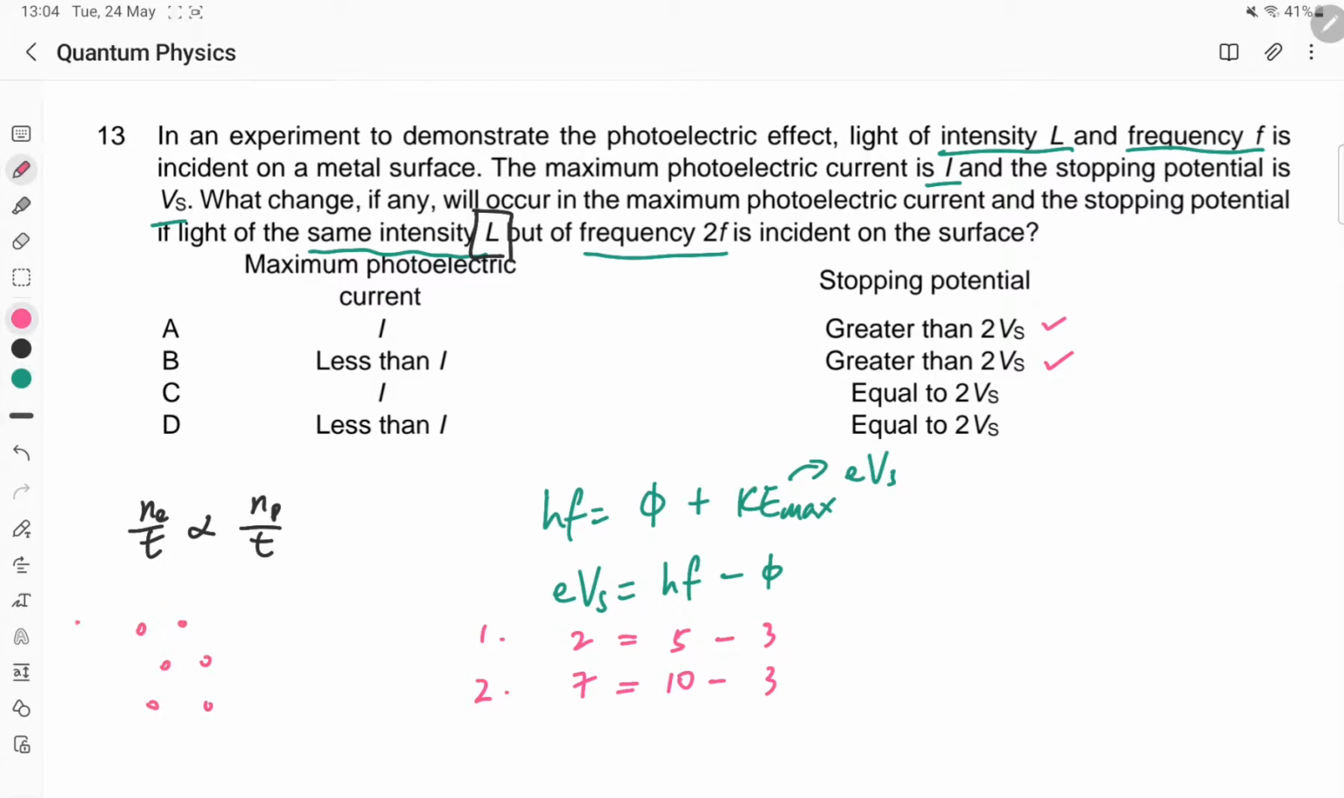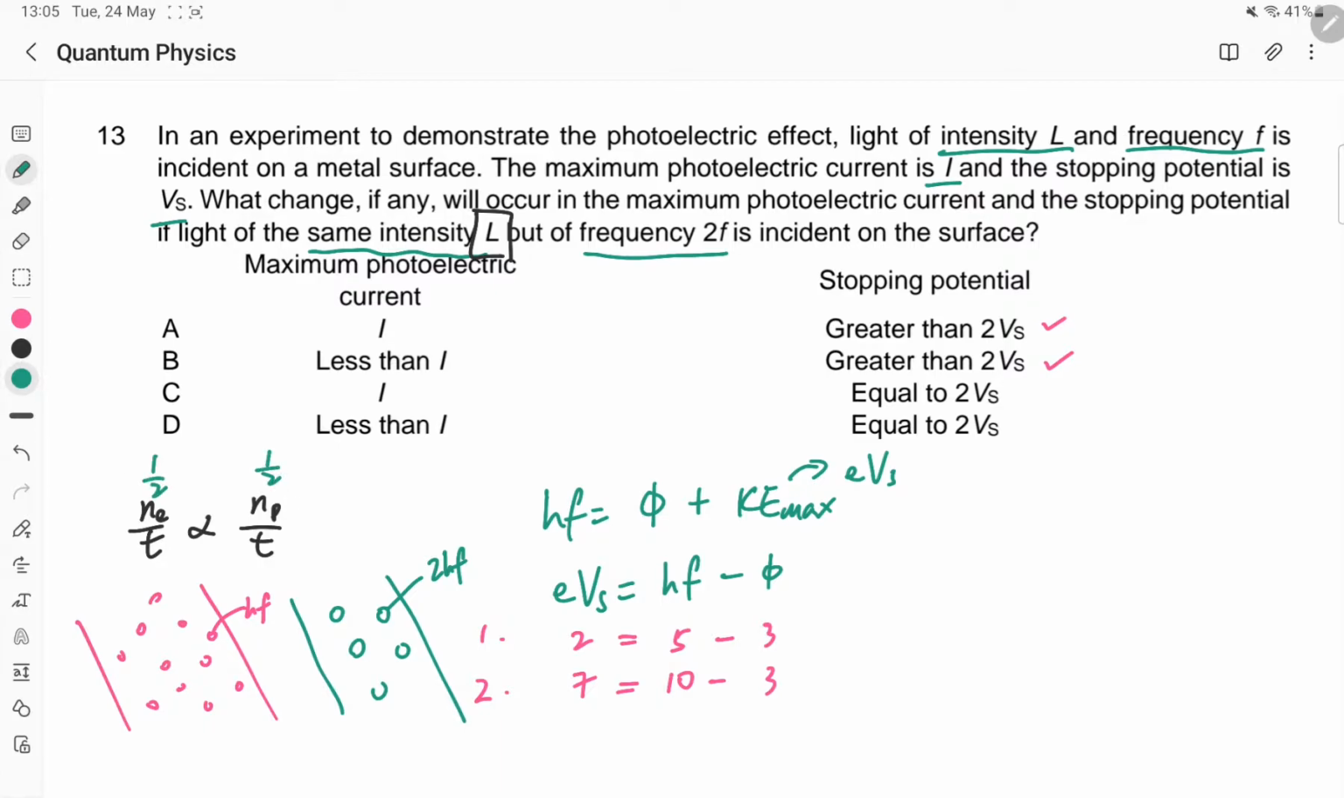This is the light in smaller packets. So you see each packet, how large is that? It's only hf. You need to have more photons to deliver a certain amount of energy compared to later on, when you shine the light, each packet is larger. How large is this? It's 2hf. So to deliver the same power, the same energy, there will be fewer photons arriving, so this one will be halved.